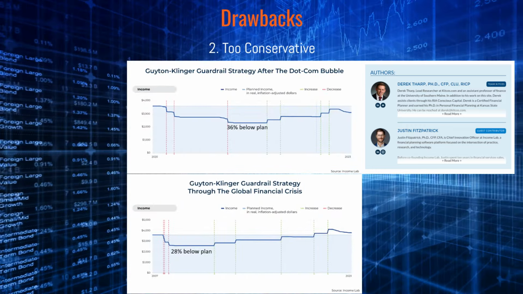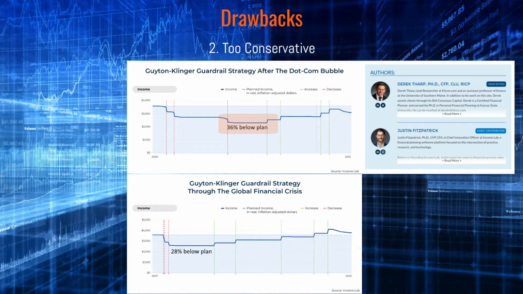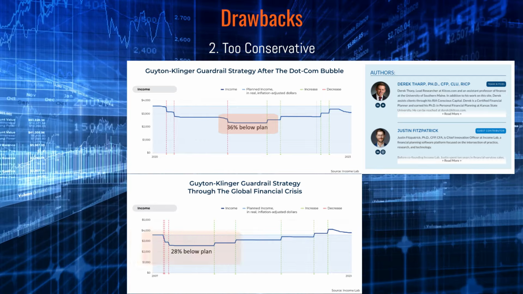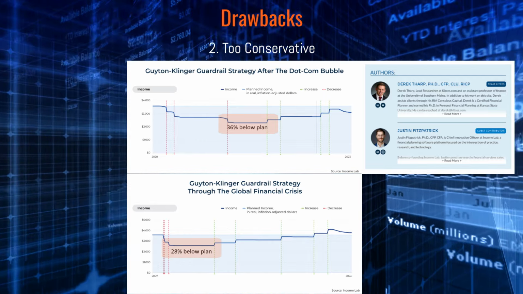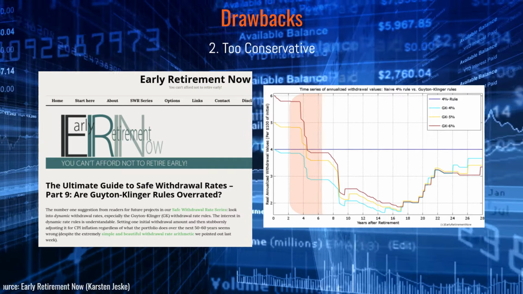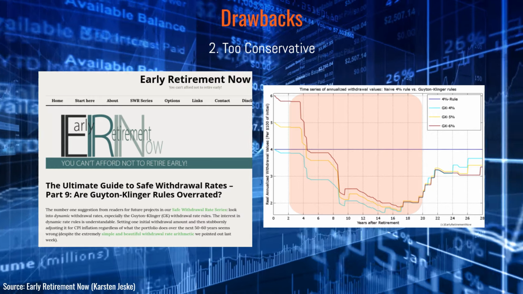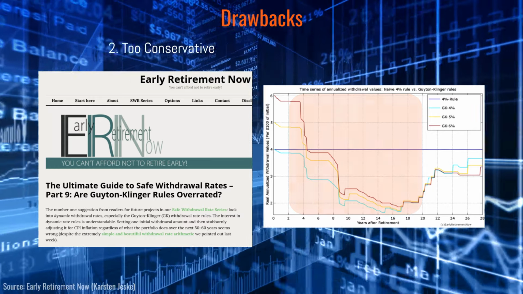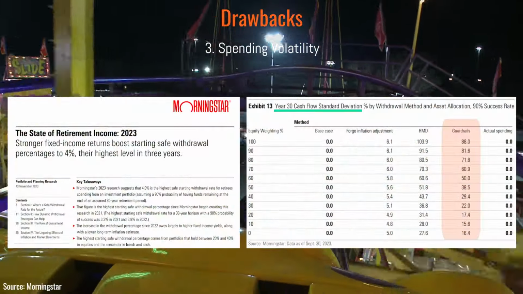Tharp and Fitzpatrick found that the Guyton-Klinger rules would have resulted in a reduction of 36% in spending during the dot-com crash, and 28% during the global financial crisis, relative to planned, inflation-adjusted spending. That's significant. The guardrail rules do help preserve portfolio longevity, no doubt about that, but at the expense of drastic spending cuts.